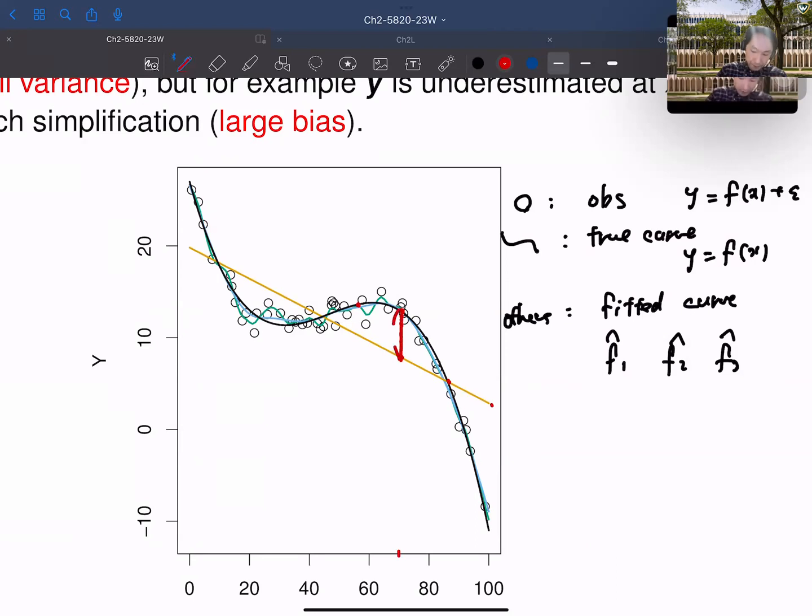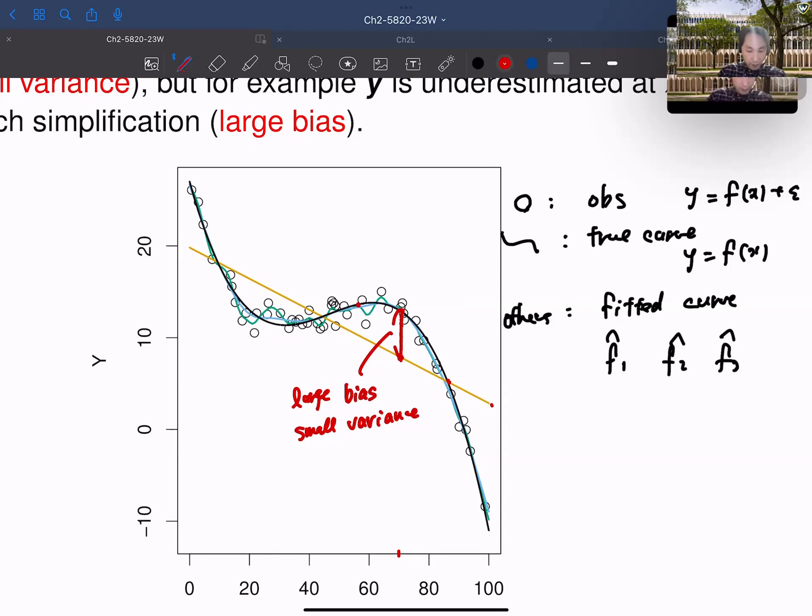We have large bias, large negative bias here. But this yellow line is probably very stable. If we add some data points or remove some observations, the yellow line probably doesn't change much, because the yellow line is so simple. Even if we remove or add several observations, it does not change. So bias is large, but the variance is small. And the green one is the other way around. So it has a larger variance, but a smaller bias.